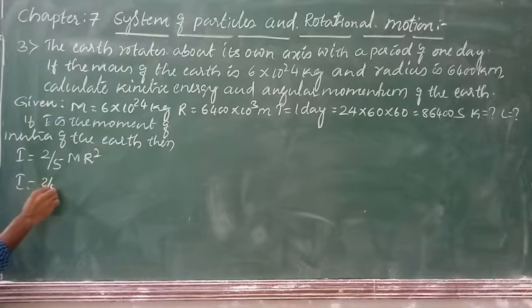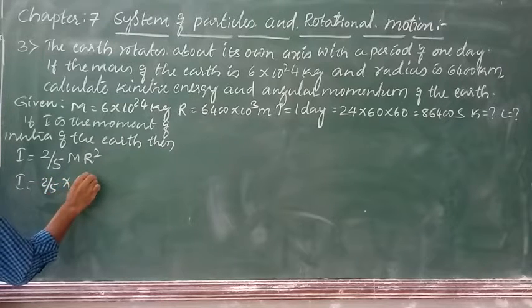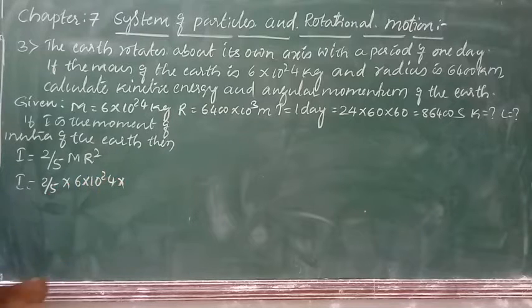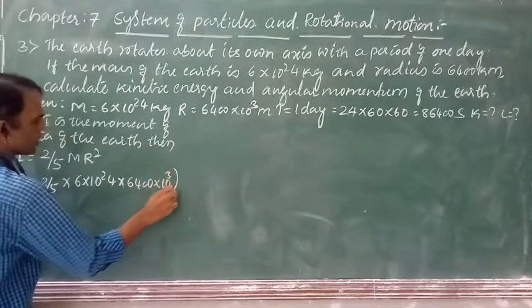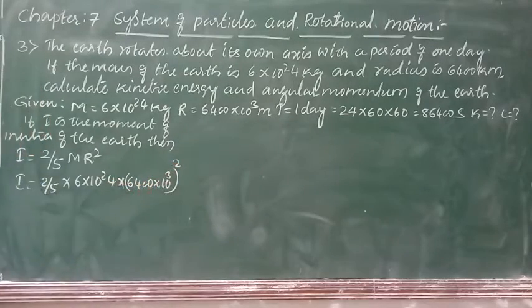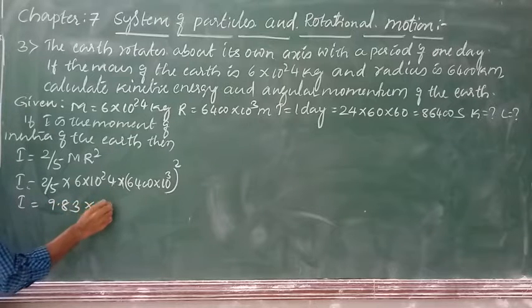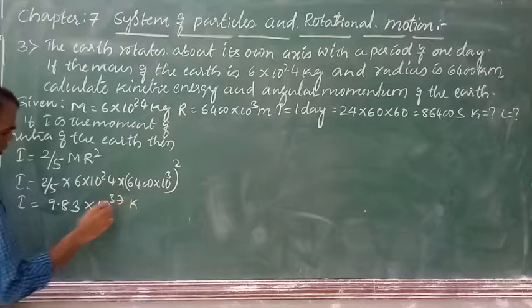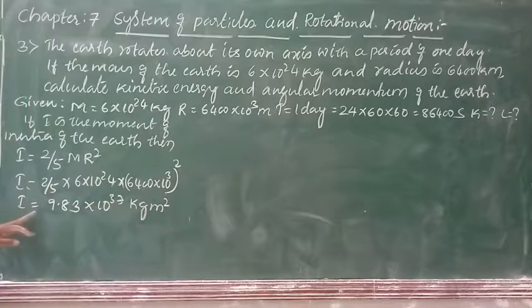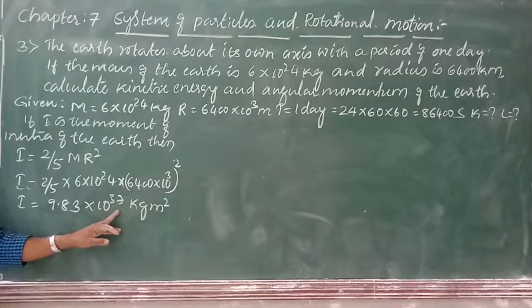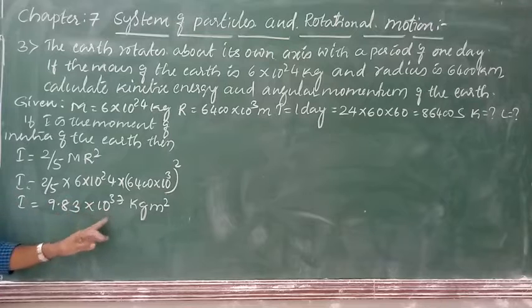On substituting all these values we get the moment of inertia: 2/5 × m, which is 6 × 10^24, × (6400 × 10^3)², that is 6400 kilometer squared. So the moment of inertia of the Earth is I = 9.83 × 10^37. The unit of moment of inertia is kg m². So we got the moment of inertia of the Earth rotating about its own axis.